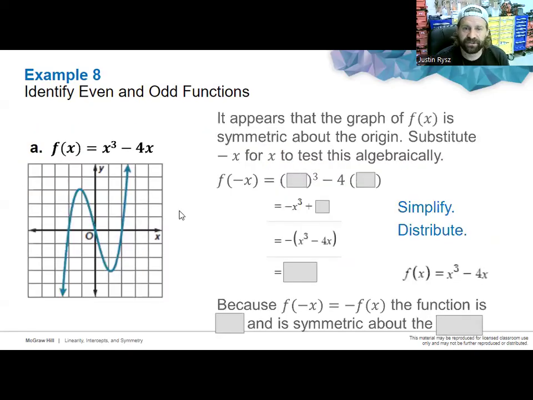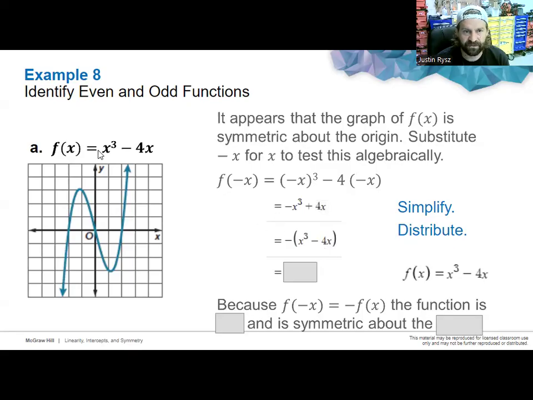All right, now this first equation here, if we're going to go through this, what we want to do is take this f of x and change all the x's to negative x's in parentheses. Then we're going to go through and simplify. If I take negative x and cube it, a negative times a negative times a negative is still a negative. And then if I have -4 times negative x, the minus in the 4 just turns that into a plus 4x.